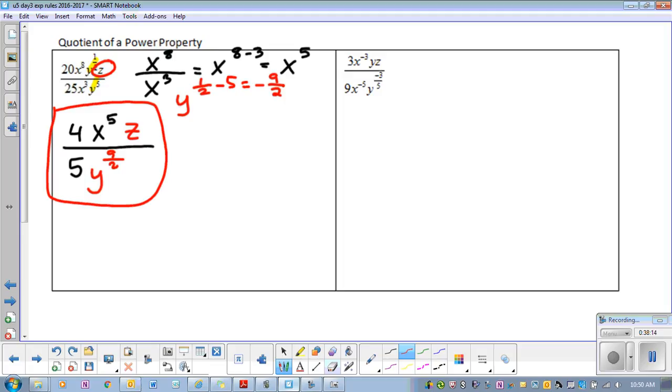You want to try the next one? What do you notice in the next one? What do you see right off the bat? Yeah, I see all those negative exponents. Guys, let's change all those negative exponents into positives before we start doing anything, okay? All right. I guess we could simplify the numbers. What is 3 divided by 9? 1/3. Okay, so we'll do that. We'll get the numbers out of the way, right?